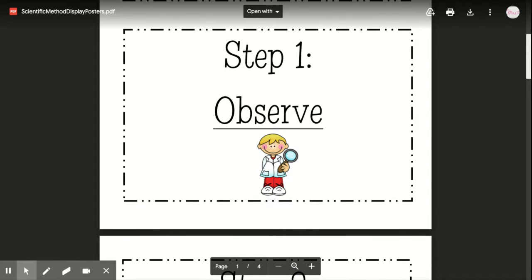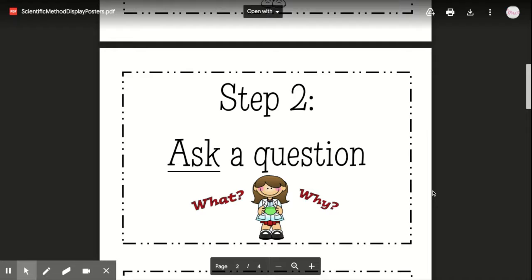Step one, observe. Observe means to notice things that are happening around you. Maybe you are looking into something and you want to start paying very close attention to it. So you're watching it.